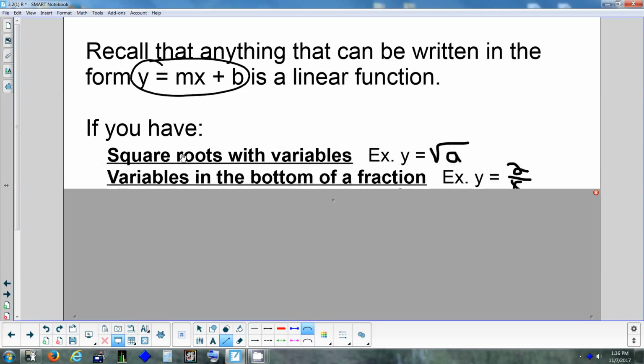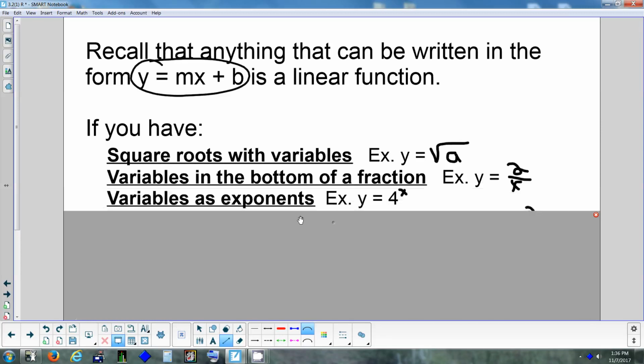Variables in the bottom of a fraction. Say you had y equals 2 over x. So that example, since it's kind of cut off a little bit, it does say y equals 2 over x. What is the second one? 2 over x? 2 over x, yep, y equals 2 over x. If you have variables as exponents, like y equals 4 to the power of x, you don't want that.